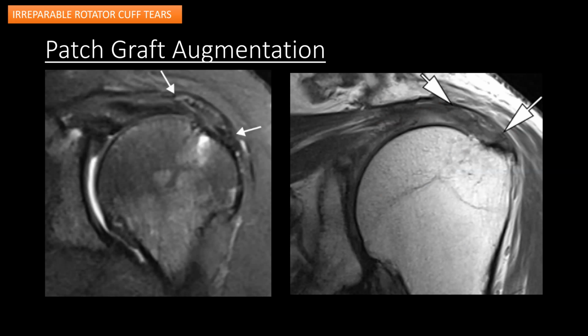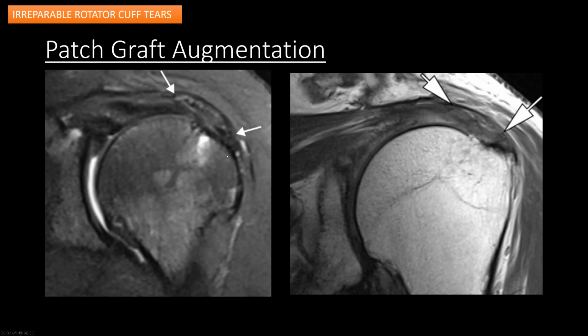This is an example of a patient who had a graft augmentation. Notice on the coronal PD fat-sat MR, the graft is an overlay. You notice that the primary repair was not completely done. As you can see, they were not able to stretch the repair tissue all the way to the lateral margin of the greater tuberosity. So that's why they ended up using the graft.